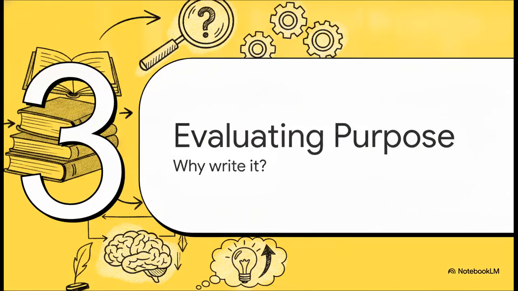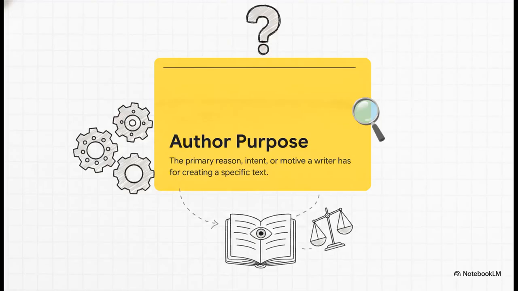Section 3. Evaluating author purpose. Let's slow down for a second and look really closely at this definition. Author purpose is the primary reason, intent, or motive a writer has for creating a specific text. Basically, what is their agenda? Every single piece of nonfiction was written for a reason, and as readers and investigators, our job is to evaluate this impartially. We aren't here to judge if their motive is good or bad, but simply to identify it accurately so we know exactly how to weigh the information they're giving us.